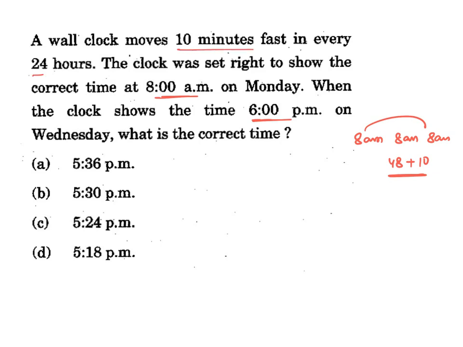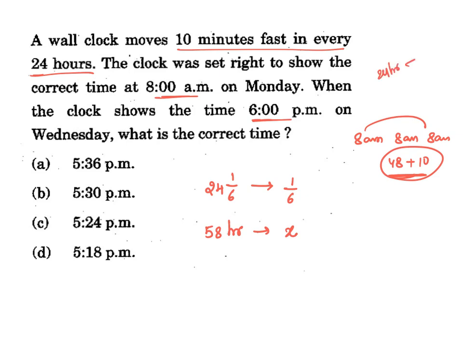A wall clock moves 10 minutes fast in every 24 hours, which means it shows 24 and 1 by 6. 10 minutes means 1 by 6, but it is actually showing 10 minutes extra. So if it moves 58 hours with extra time, now how many minutes fast is it? Now I am telling you once again. A wall clock moves 10 minutes fast in every 24 hours, which means in 24 hours it is showing 24 hours, then 1 by 6th, which means 10 minutes.